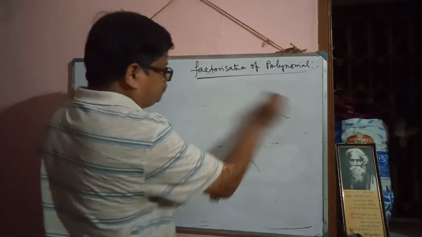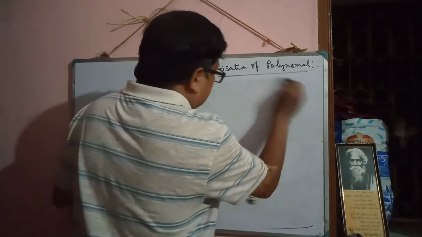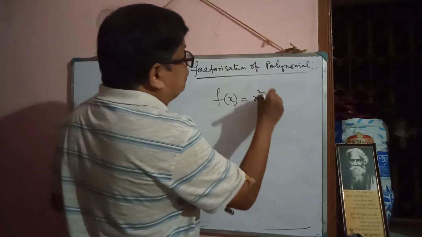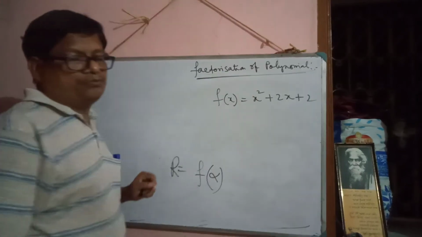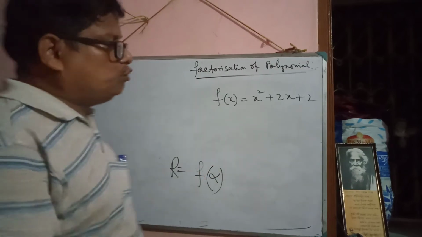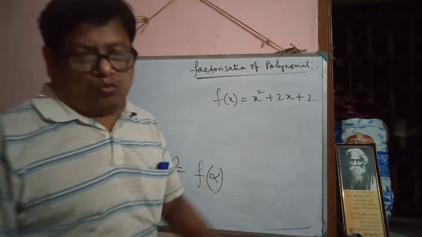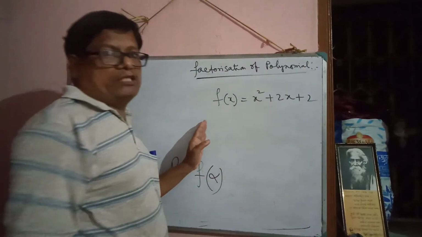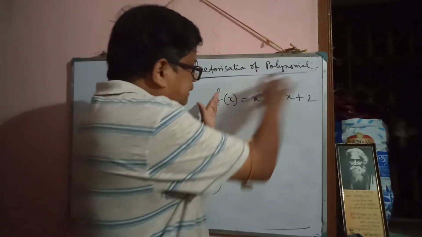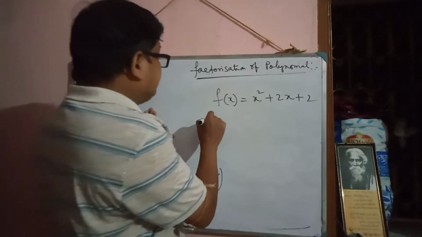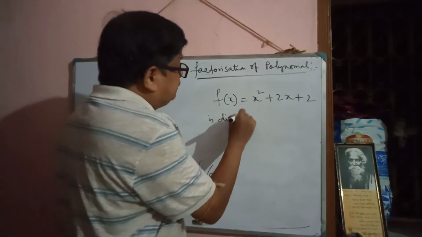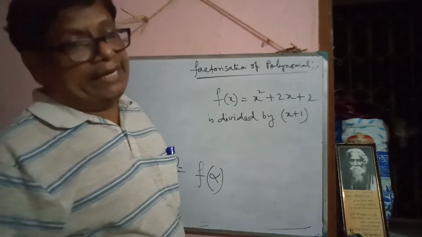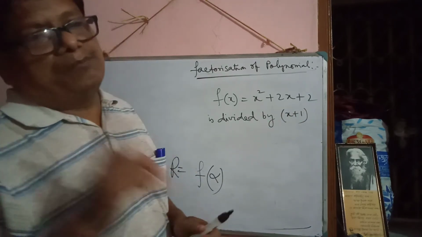See, suppose f of x equals x square plus 2x plus 2. Look here, this is an algebraic expression. It is divided by, suppose, x plus 1. The question is to find the remainder.